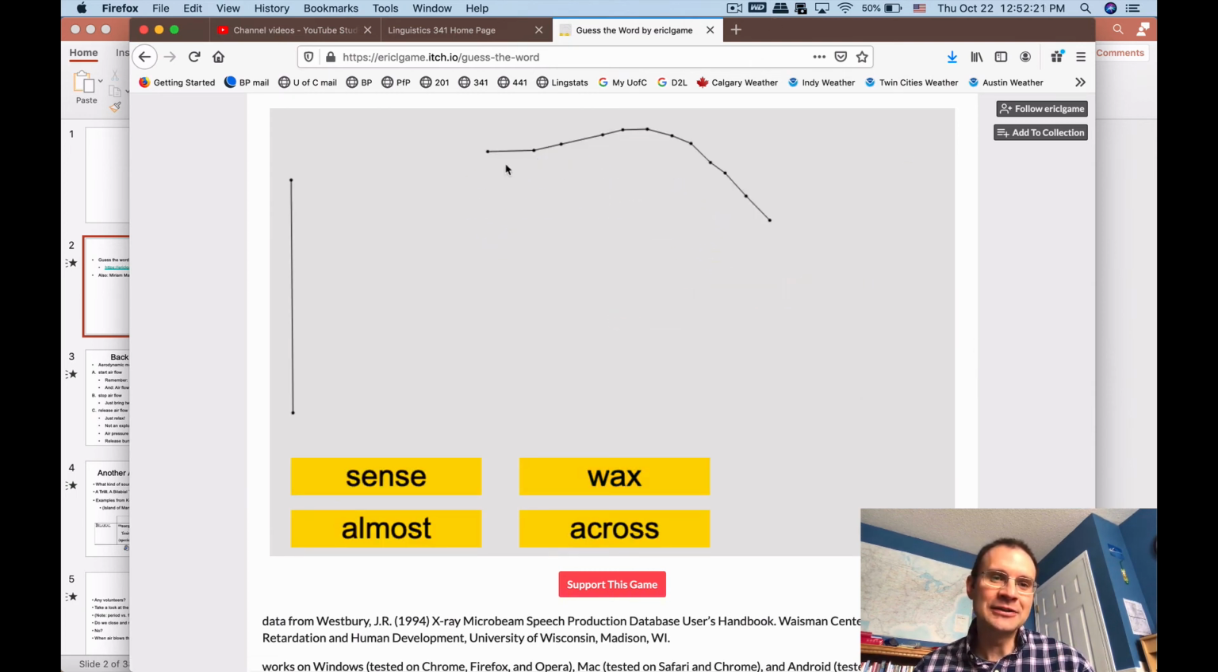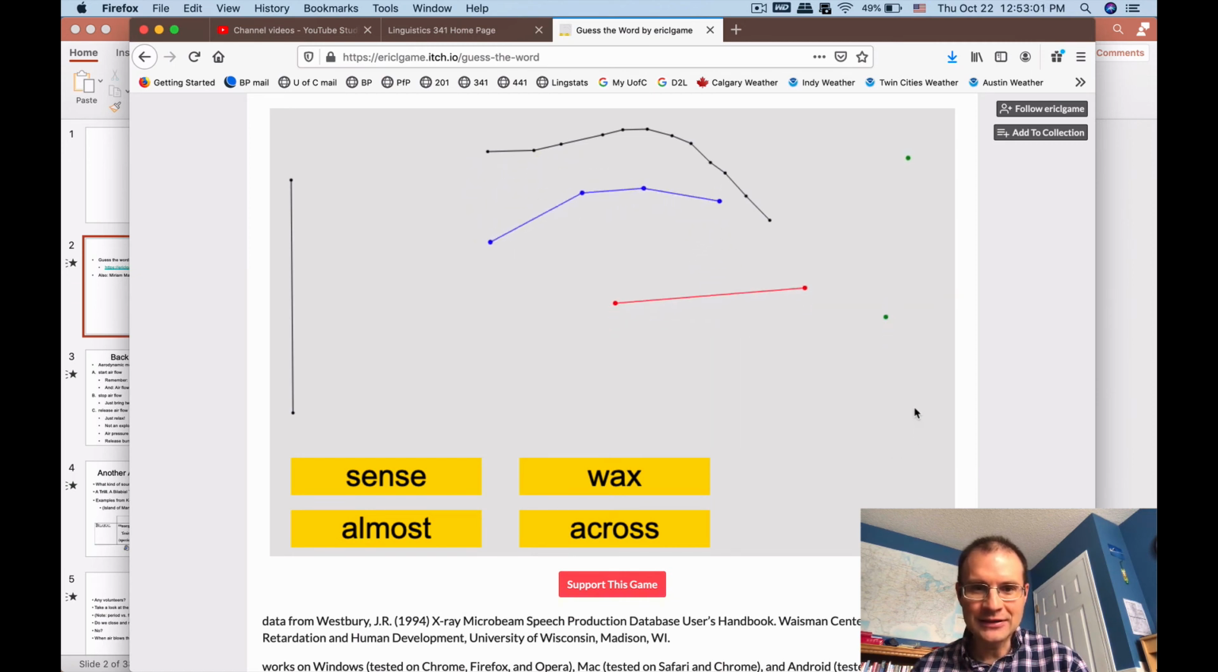Like I said, you get a point-by-point representation of where a speaker's palate is, where their tongue is, where their jaw is, and also where their lips are as they're speaking. I think this is supposed to be the back of the throat, or the pharynx, in that spot. The front of the speaker's face is over here on the right-hand side of the screen, and you're supposed to guess, out of these four options, what word this person is actually saying. So, what are they saying? Sense, wax, almost, or across?